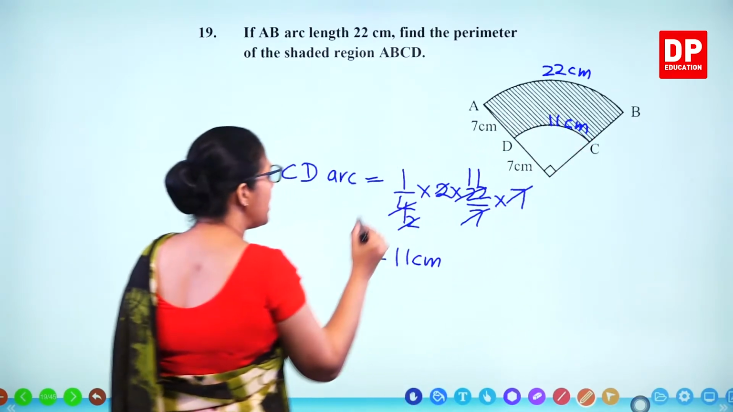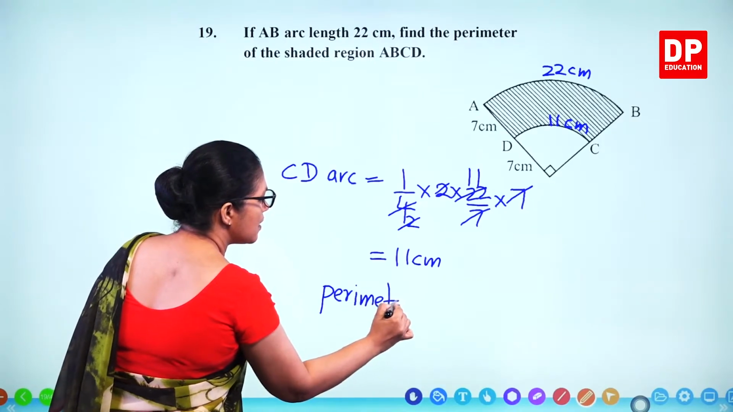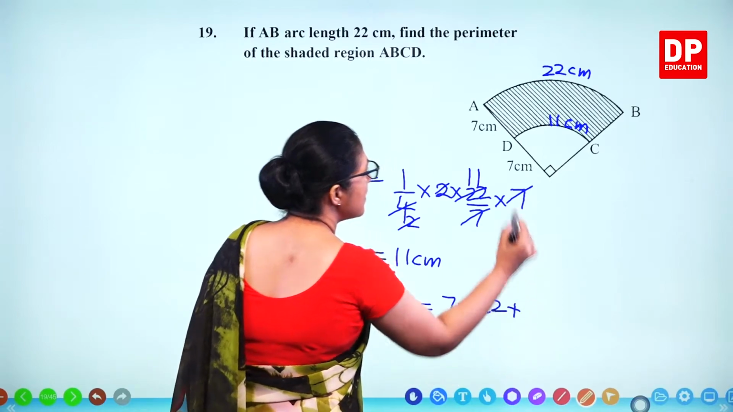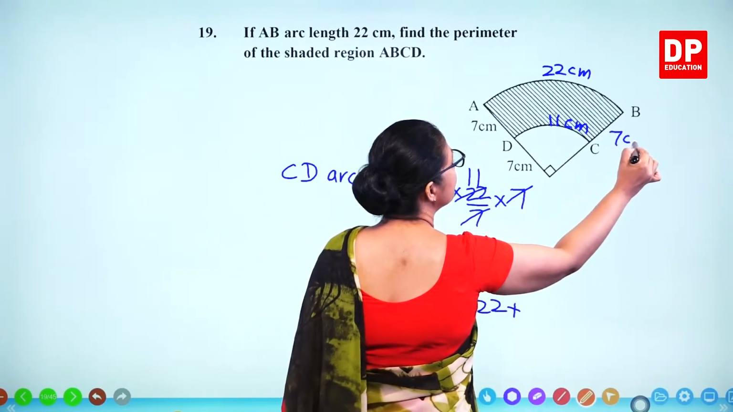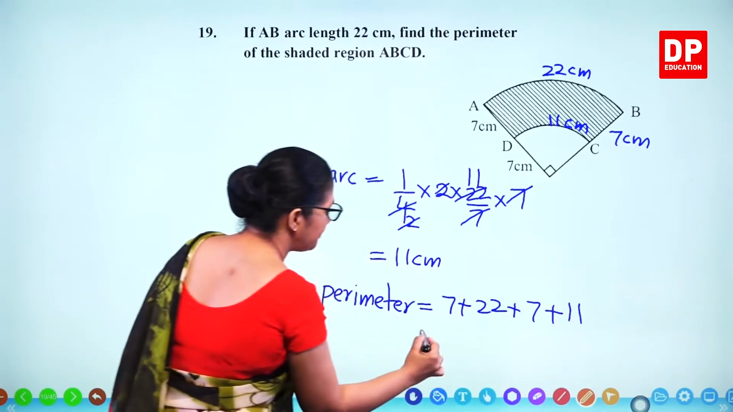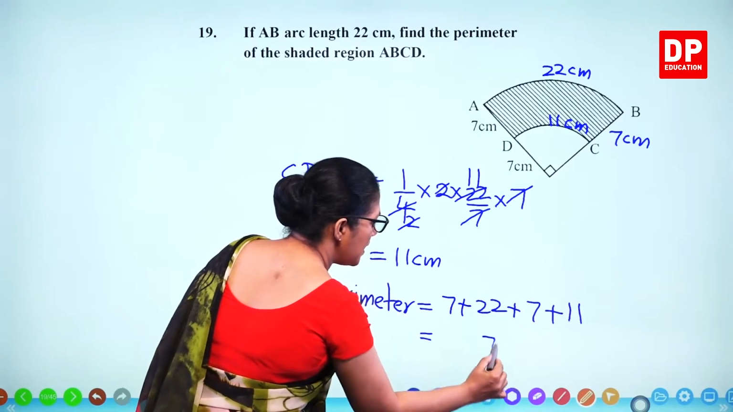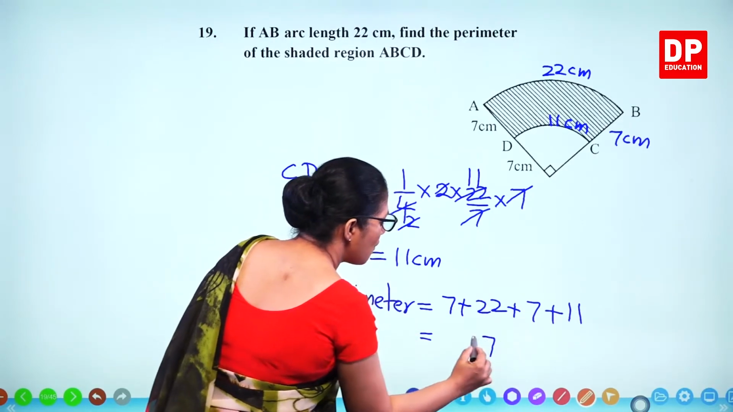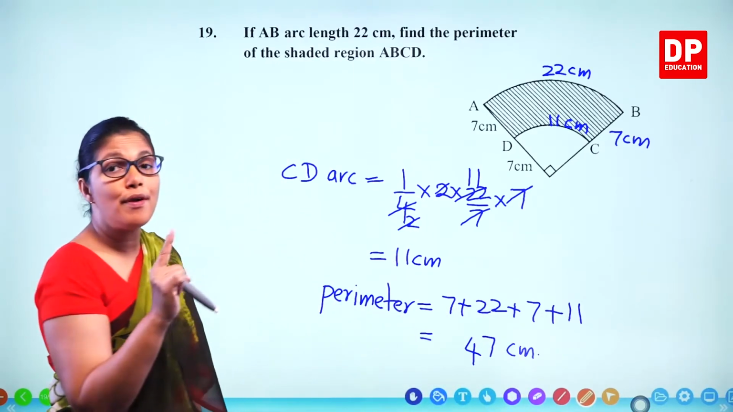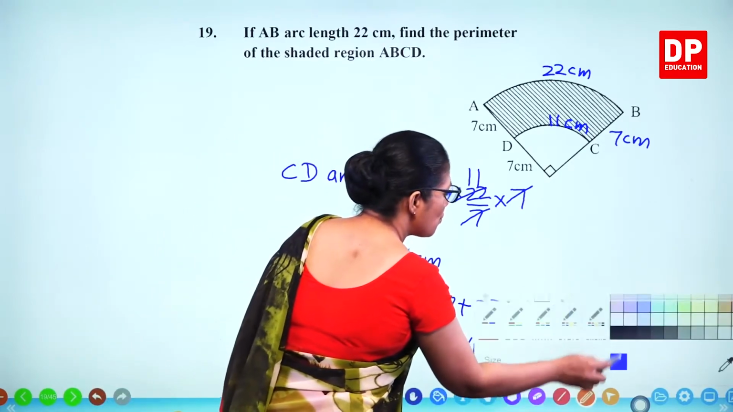So what's the perimeter? Perimeter becomes 7 plus 22 plus, this is also 7, another 7 and 11. 7, 2, 9, 10, 17, 1 remaining, 3, 4. 47 centimeters is the perimeter of the shaded part. So 2 marks.